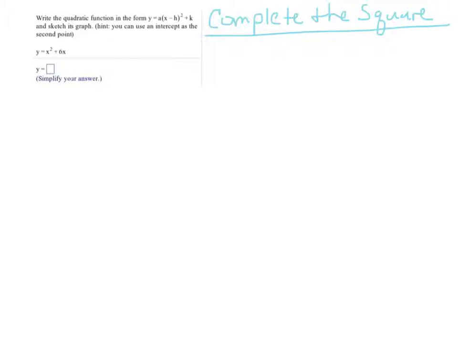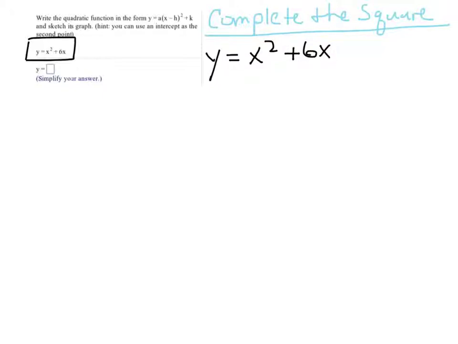In order to take y equal x squared plus 6x and to put it into the form that they indicate up here, you need to go through a process called completing the square. When you complete the square, basically what you're trying to do is to take this particular form that they give you and to make a perfect square trinomial or binomial out of it. So what we'll do is we'll start with y equal x squared plus 6x.